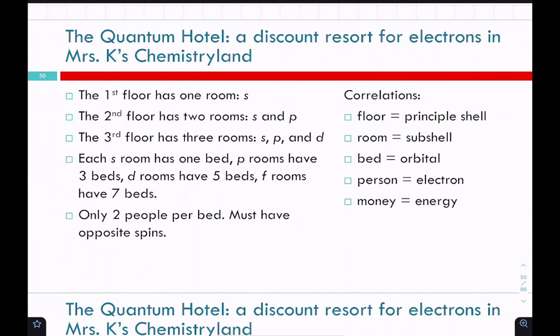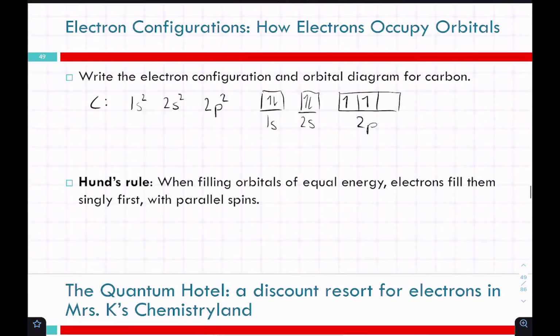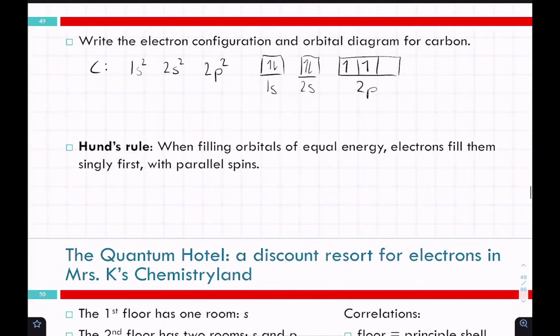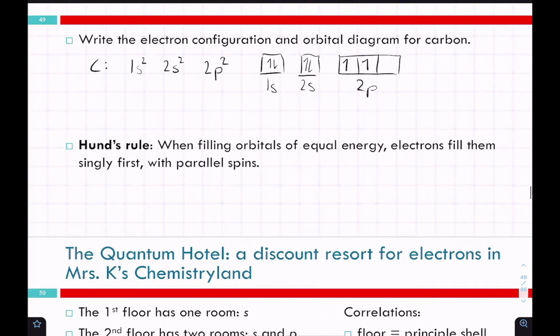Are we doing Hund's rule, or did we already do it? Oh yeah, sorry. I mentioned Hund's rule briefly. We're going to talk about it more in the quantum hotel. But when you're filling orbitals of equal energy, you fill them singly first with parallel spins. So here I filled these separately instead of putting them together, and then they both have up spins. Can you put one up spin and one down spin? Does it matter? No, they have to be parallel spins. They'll all spin in the same direction first, and then when you add in more electrons, they'll go down spin.